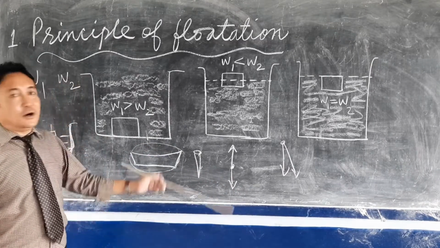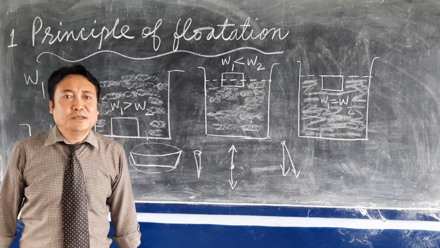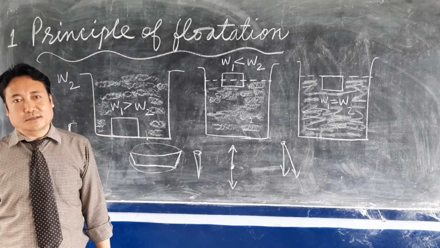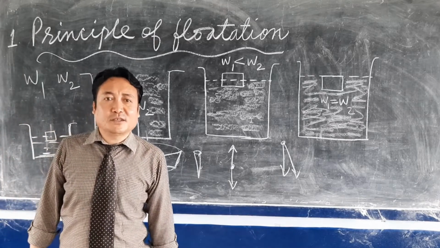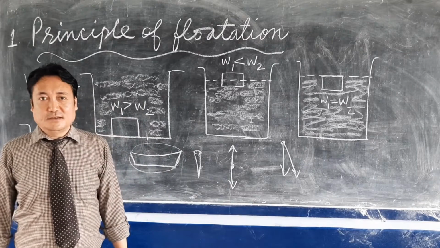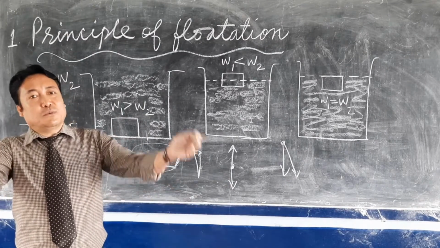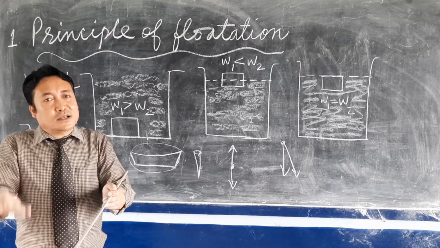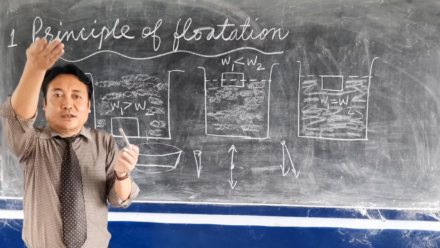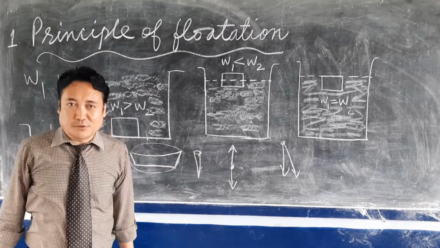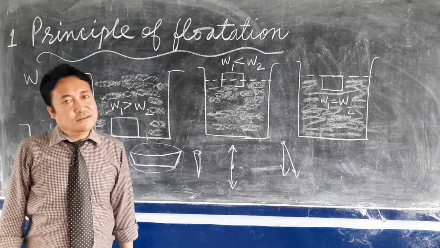The next example is that it is very easy to swim in sea water than in fresh water, because in sea water the density is more due to the presence of salt and minerals. When the density is more, the upthrust will be more. So when a body is immersed in sea water, the upthrust becomes more and the water pushes the body upward, and therefore the body floats. So it becomes easy to swim in sea water rather than in fresh water.